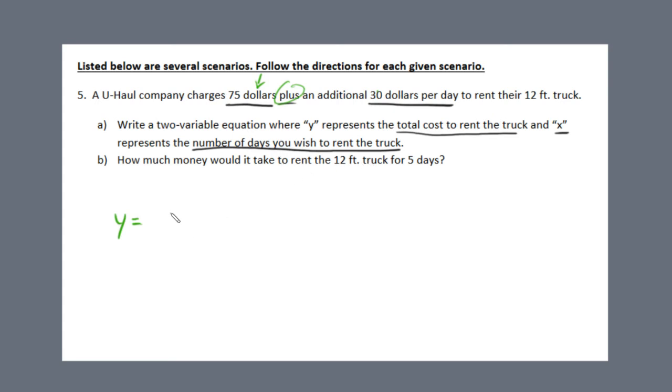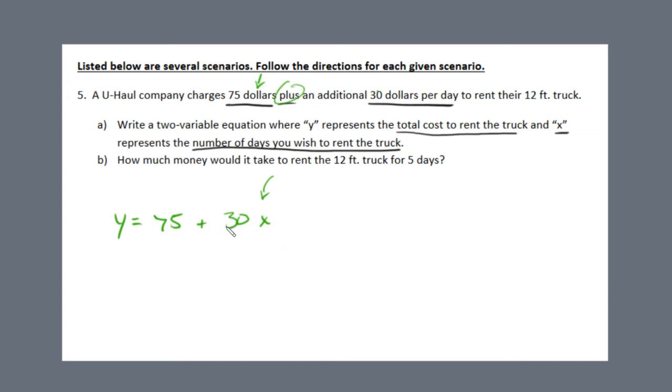So right off the bat, you pay that flat $75. And then you add the $30 per day. So if you had it for 1 day, you'd pay $30 because 30 times 1 is 30. If you had it for 2 days, you'd pay $60. And that should make sense in the context of the problem. So if you put 2 here, if you had it for 2 days, you would get 30 times 2, which is 60, right? So the math works out.